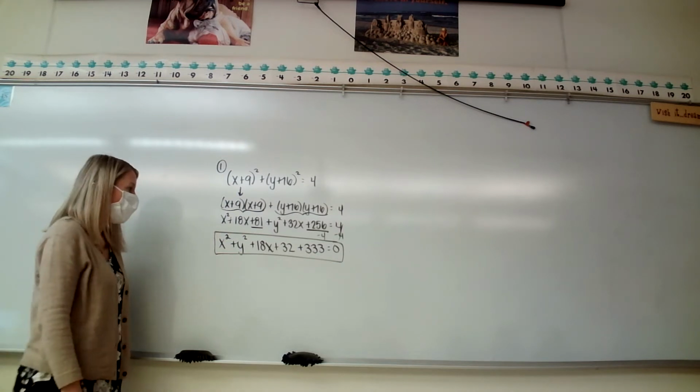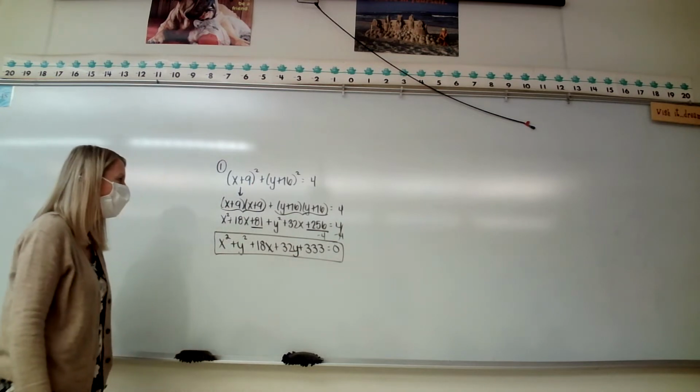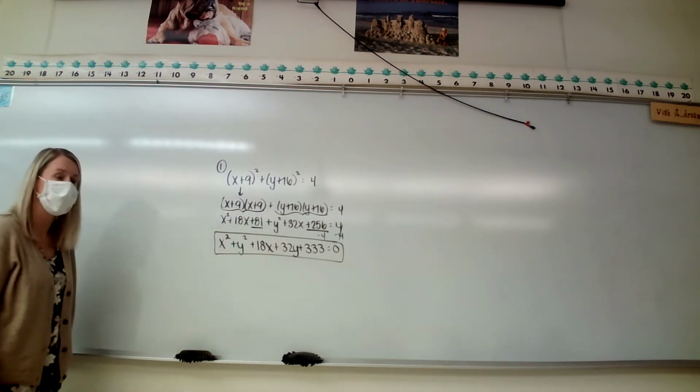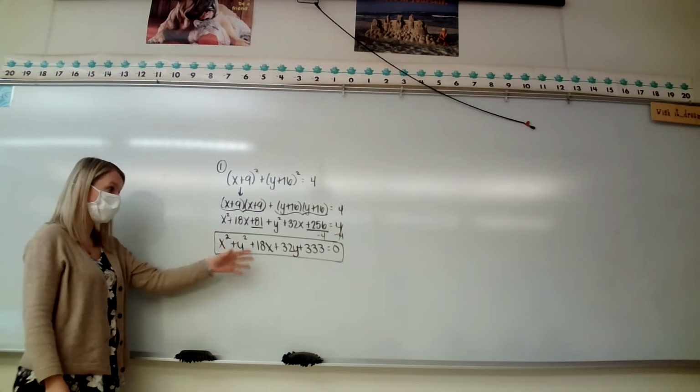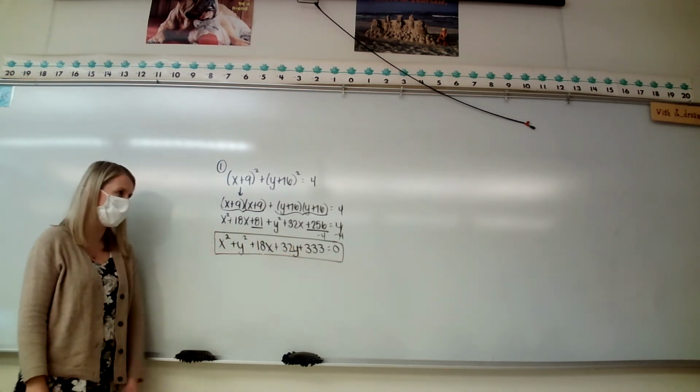That's 32y, right? Yep. Thank you. But it does have to be in this order. So don't just give me stuff randomly spread out. X squared, y squared, x, y, constant equals 0.